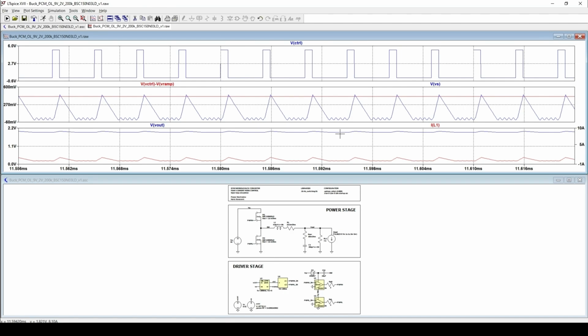The output voltage is shown mainly to confirm correct converter operation. Since this is an open loop system, the output voltage is not actively regulated. At this stage, we are only interested in verifying correct switching behavior, not voltage accuracy or dynamic performance.